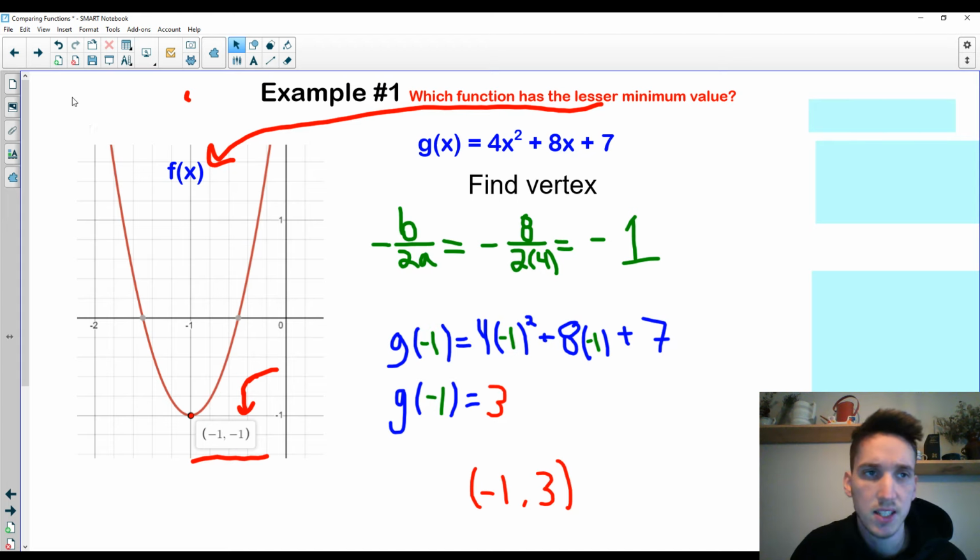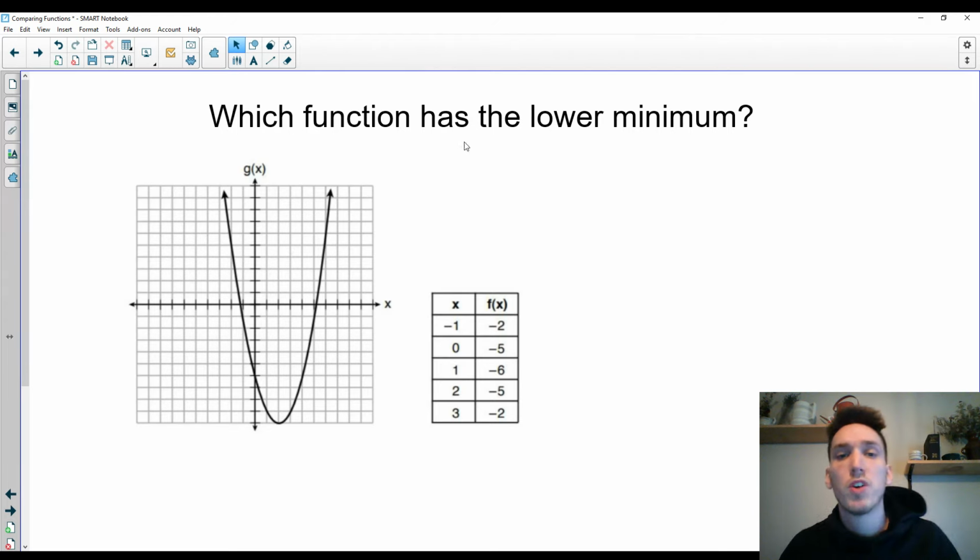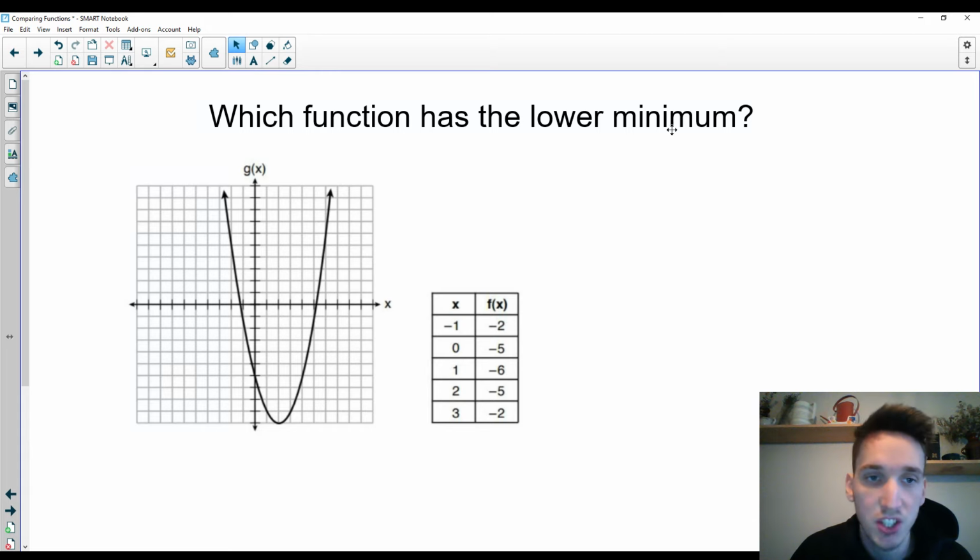Let's move on to the next example. So last example, we compared a graph and an equation. This example, we're going to compare a graph and a table, right? It says which function has the lower minimum? Same question as last time, but two completely different functions. And again, remember, this table and this graph are two separate functions. They don't go together. They don't represent the same function. So which one has the lowest minimum?